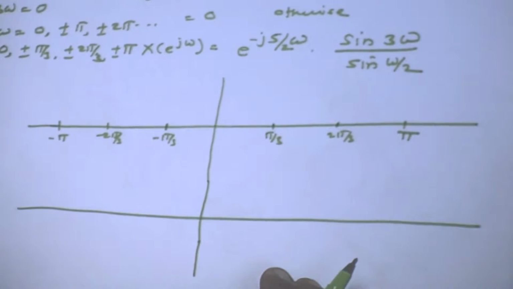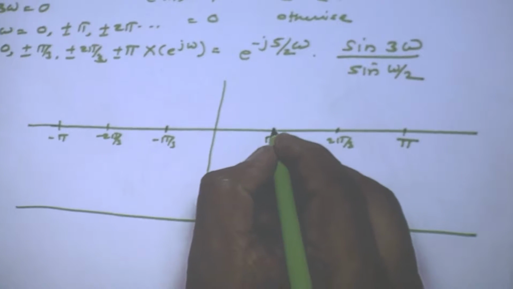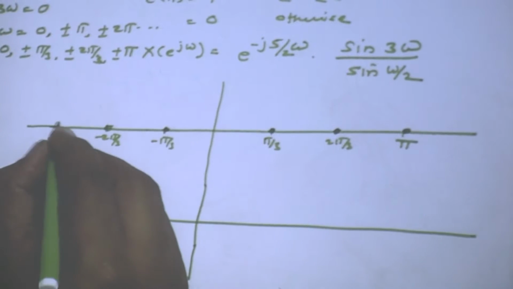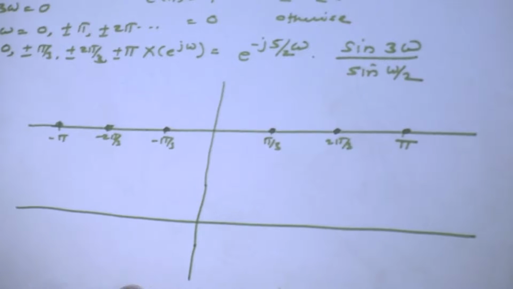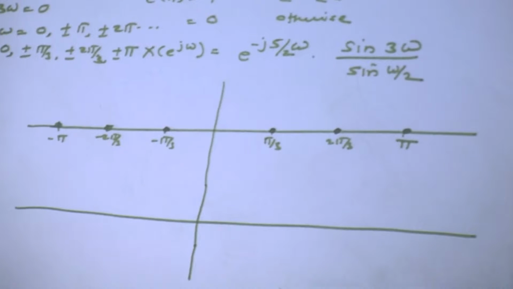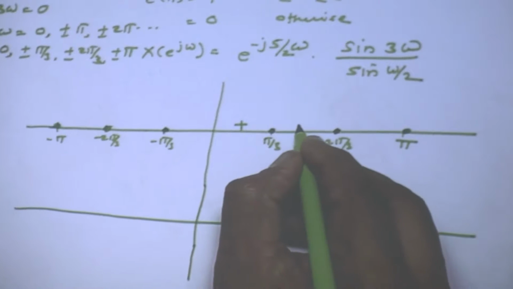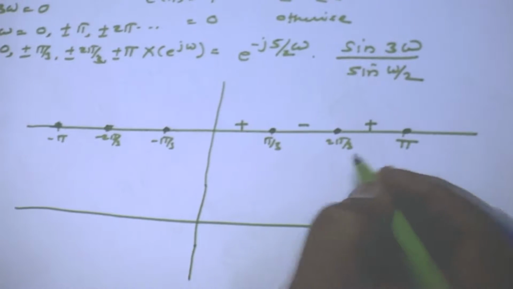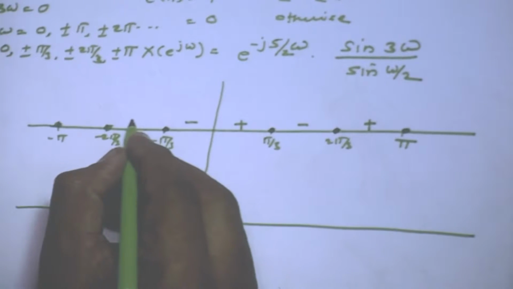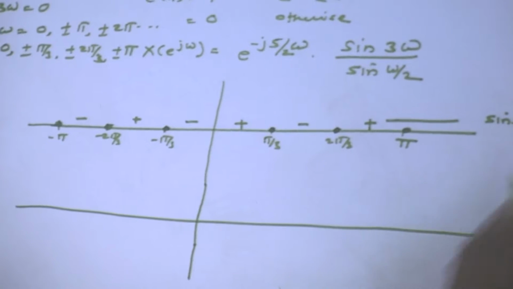Now sine of 3 omega. Before going ahead, these are the points at which the magnitude function is 0, at these 3 points. When it is 0, it is either going from positive to negative or negative to positive. Sine 3 omega will be positive here, I will write plus, minus here, plus here. Sine of 3 omega is minus here, plus here and minus here. This is the sign for sine of 3 omega.